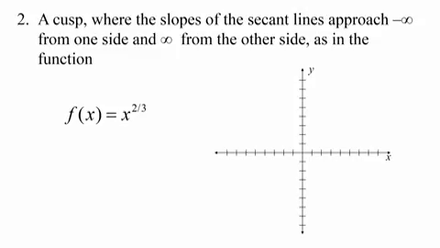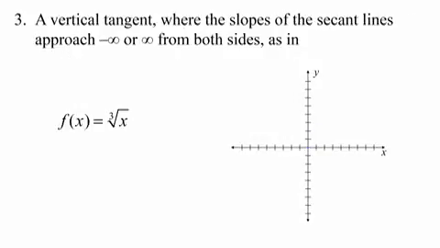2. A cusp, where the slopes of the secant lines approach negative infinity from one side and positive infinity from the other side, as in the function f(x) equals x to the 2/3 power. And let's go ahead and sketch what that graph looks like. A cusp looks something like this. So again, at x equals 0, the derivative of f(x) equals x to the 2/3 would not exist.